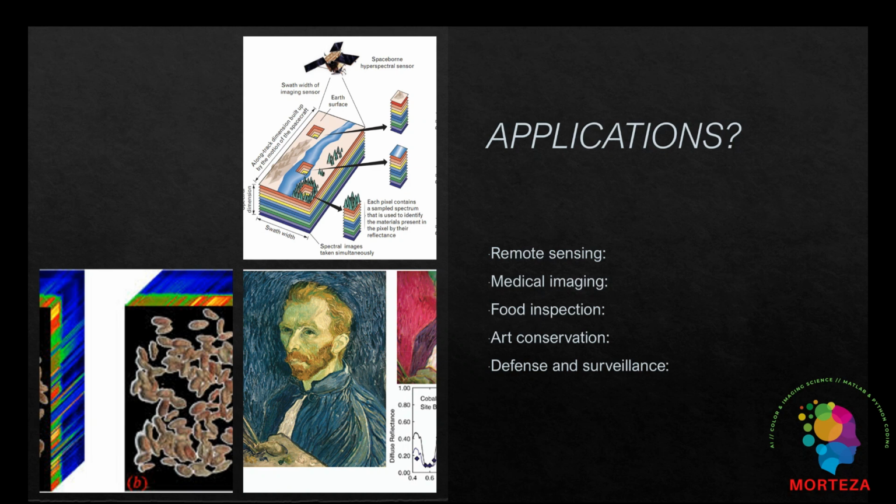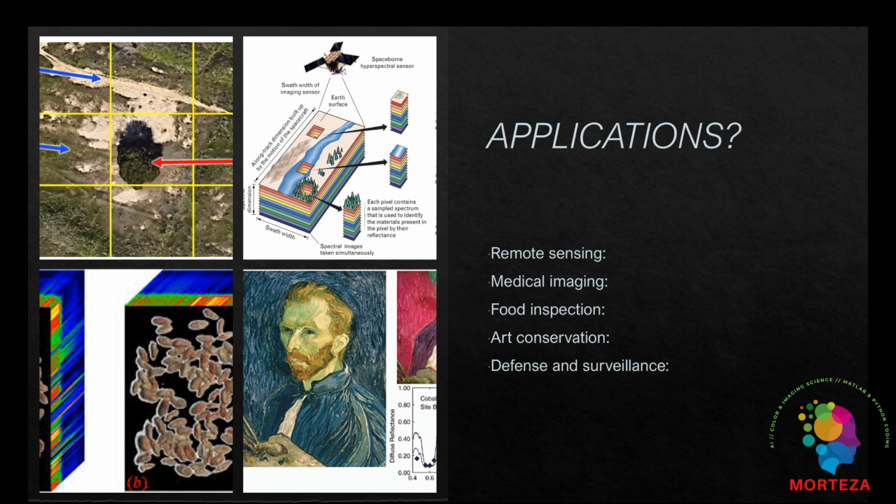Because hyperspectral images capture the spectral fingerprint of materials, they're used across many applications. Some of the most prominent applications are remote sensing, medical imaging, food inspection, art conservation, and defense and surveillance. For remote sensing, they are used in satellites and drones to identify crops, minerals, or even water quality. For medical imaging, they are used to detect oxygenation in tissues or even early signs of disease. For food inspection, they are used to detect bruises, rot, or contaminants invisible to the eye. For art conservation, they are used to uncover hidden pigments or layers in paintings. And finally, for defense and surveillance, they are used to detect camouflage or hidden objects.